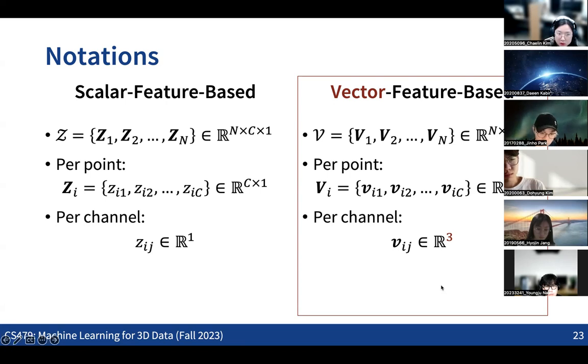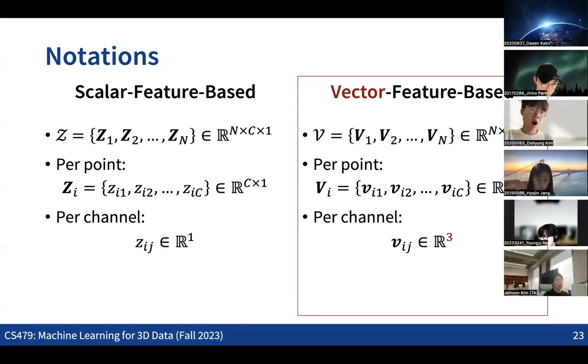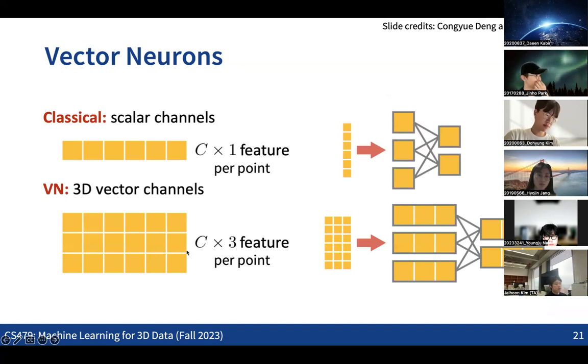So it's changing the way we treat the input and output information into vectors. Everything was scalar-based before. The key thing is that we see the feature of each point not as a list of scalar values, but now we replace all these scalar values with three-dimensional vectors, so we have a 2D array with C times 3 features for each point, and then we make transformations.